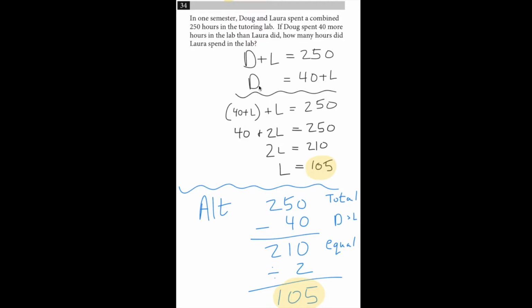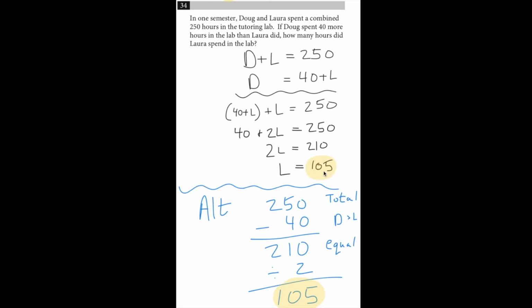So if Doug is going to be 40 more than Laura, then we're going to replace Doug in the top equation with just Laura, 40 plus L. So the top equation, again, is not D, but 40 plus L is equal to 250. And when you solve it, you get 40 plus 2L is equal to 250. Subtracting 40 from both sides, you get 2L is equal to 210, or L is equal to 105.